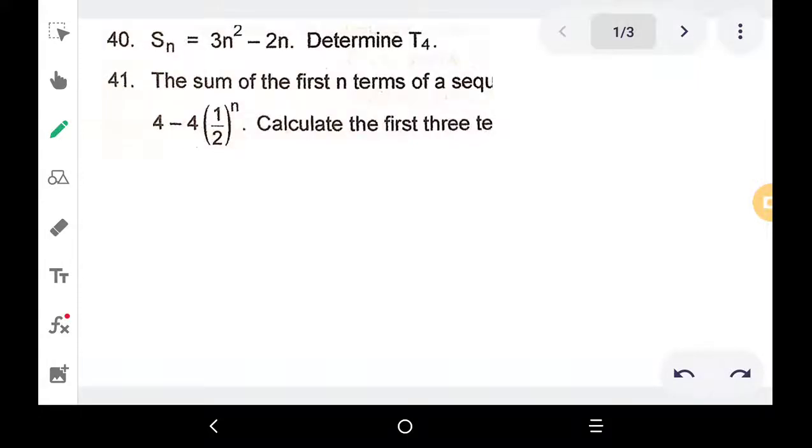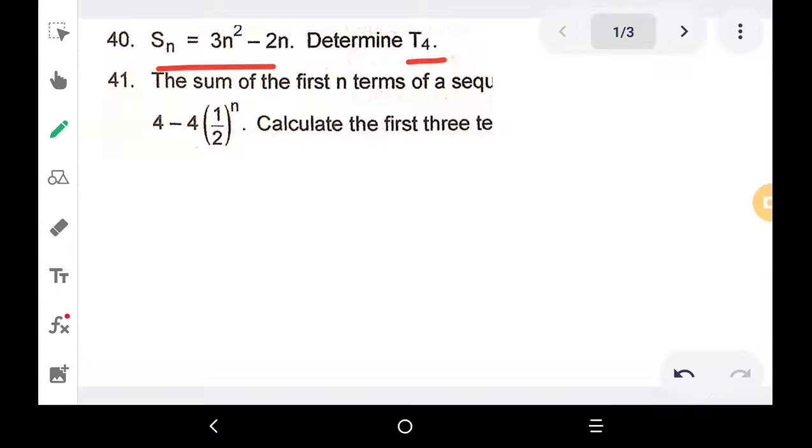Hello everyone. In our video today, we are trying to get a term if we are given the sum. So how do we actually do that? Now, before we get to the following activity, let's first try to understand a few things.